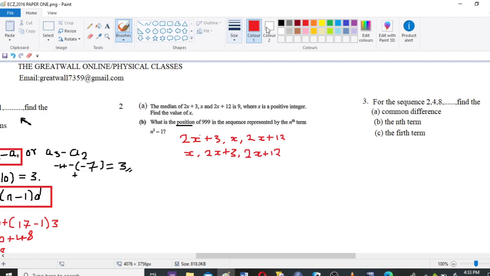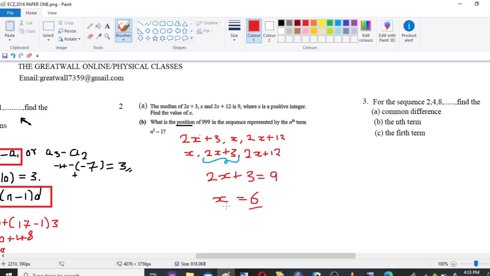Now we've been given that the median for these terms is 9. Remember, when we say the median, we look at the term in between here. The number of terms is odd. So we just equate this term in between to 9 and solve for x, right? So we take the number at the middle of the other terms, which is 2x plus 3 is equal to 9.